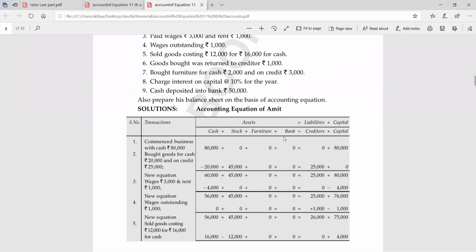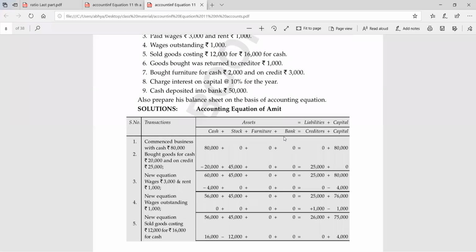Next, I am going back to the question. Next transaction, transaction 7. Bought furniture for cash, 2,000, and on credit 3,000. So tell me which two or three accounts are going to be affected by this transaction. Furniture for cash and credit.